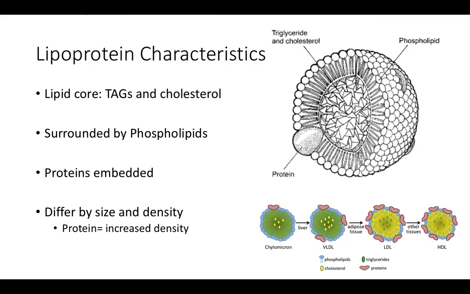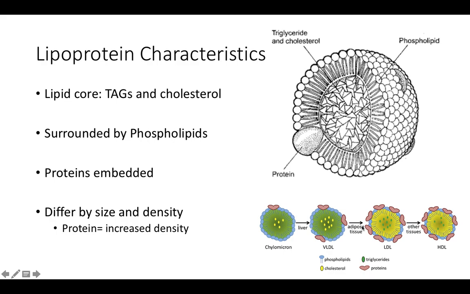We also have lipoproteins. Lipoproteins share similar characteristics. They all have a lipid core. Now, that lipid core is a combination of triglycerides and cholesterol, but the balance is going to change. So you can see down here, this is mostly green, which is your triglyceride, with just a little bit of yellow, which is cholesterol. And then as we move over to HDL, you can see it's mostly cholesterol with just a little bit of triglycerides.